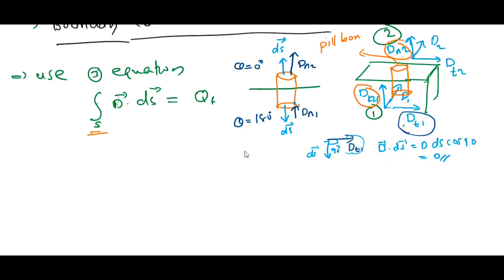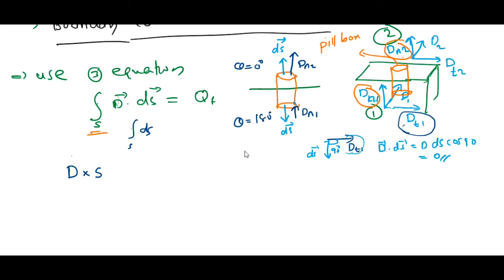Then for the upper side of the pill box, this will be the integration of dS, that is a surface over the pill box. I will take it as S. The dot product: the angle is 0, therefore theta is equal to 0 degrees, and cos theta is equal to 1.